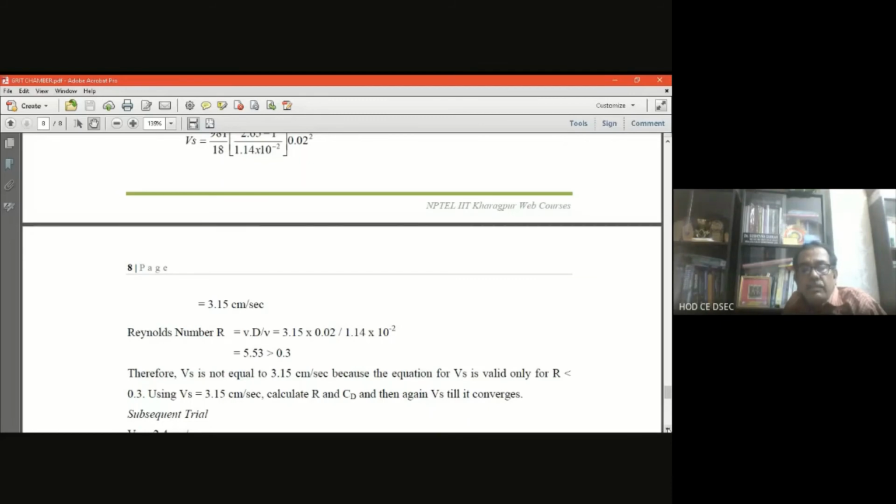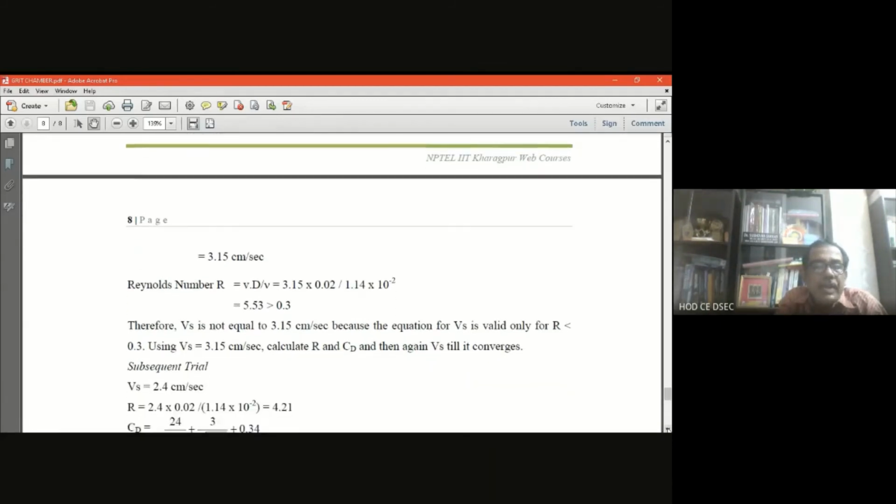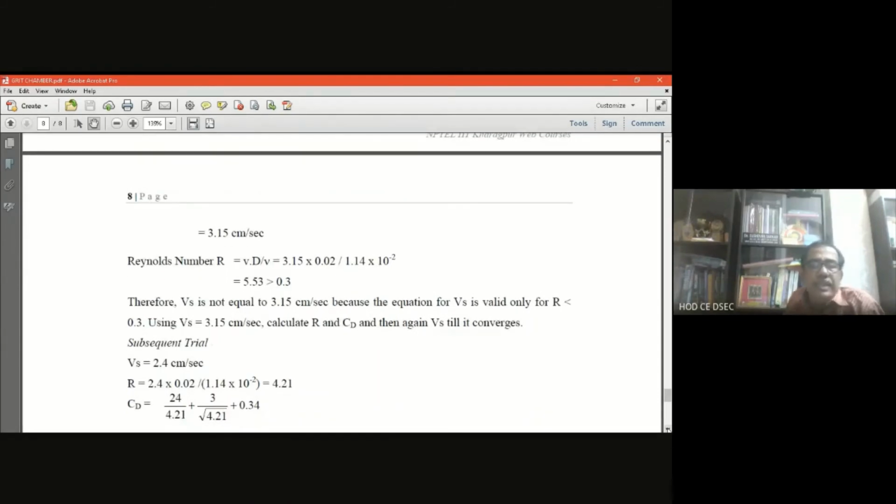So again we have to go for the trial process. Let us consider Vs equal to 2.4 centimeter per second. So you consider less than 3.15. Then what is the R value? R value is 4.21, so greater than 0.3.